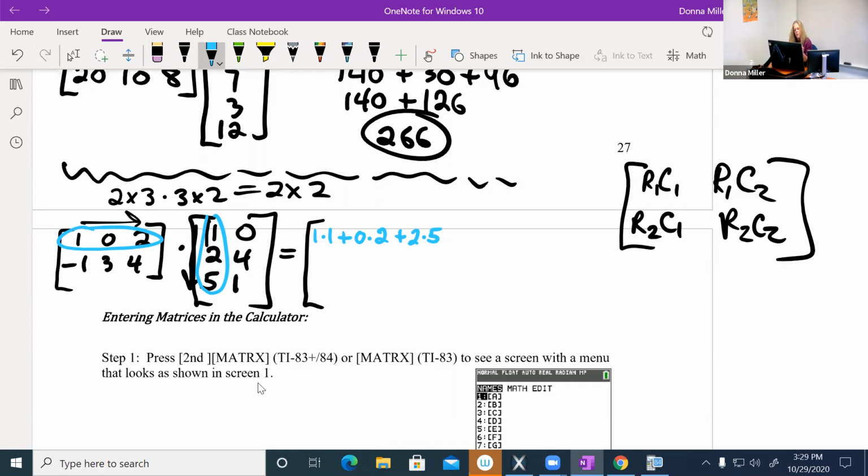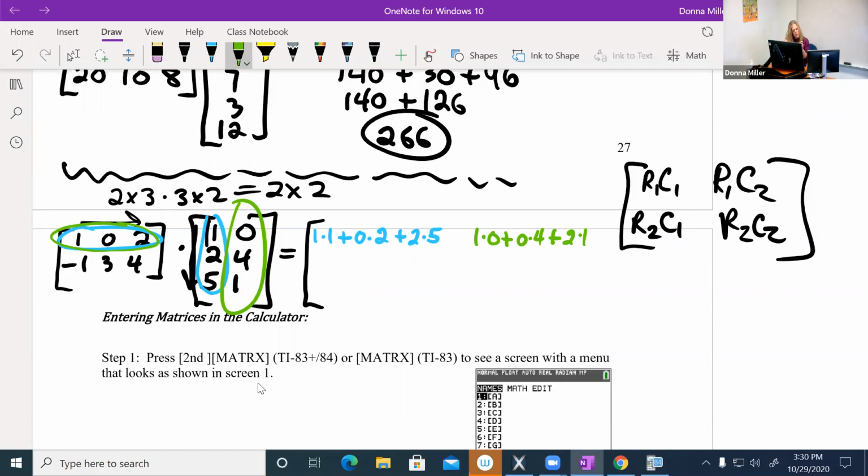Now we're going to do the first row and the second column. That's the next element. All right. So you're going to do 1 times 0 plus 0 times 4 plus 2 times 1. All right. So I did row 1, column 1, row 1, column 2. That gave me the first row.